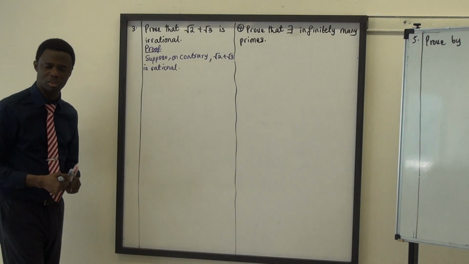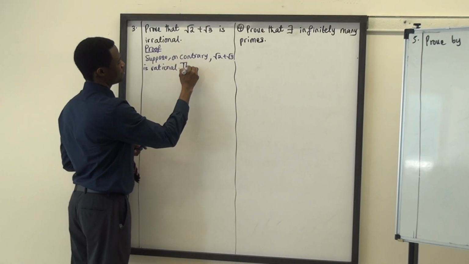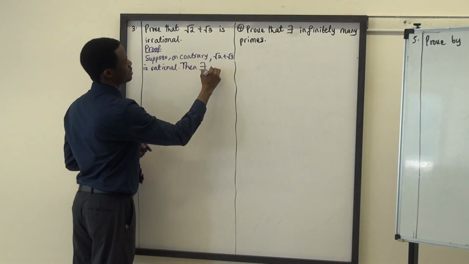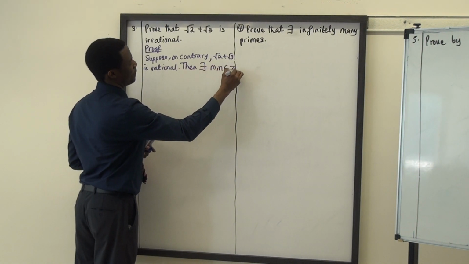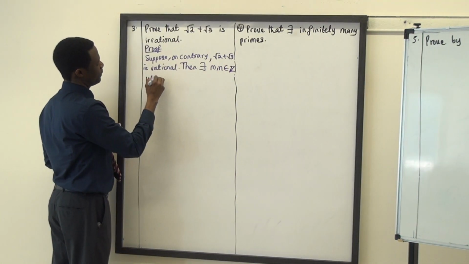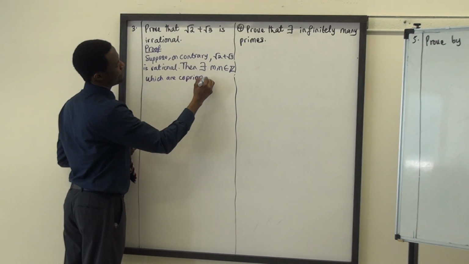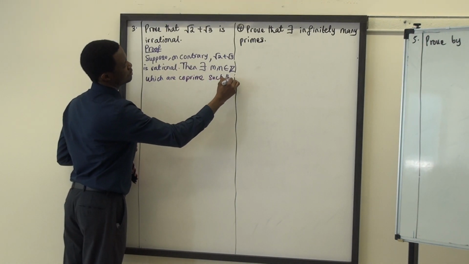But you don't have to worry too much now. So suppose on the contrary this is rational. Then there exist some m, n in Z, which are co-prime, such that what?